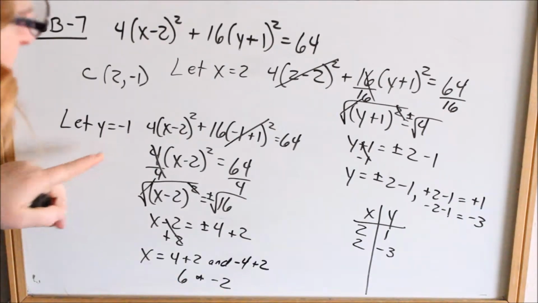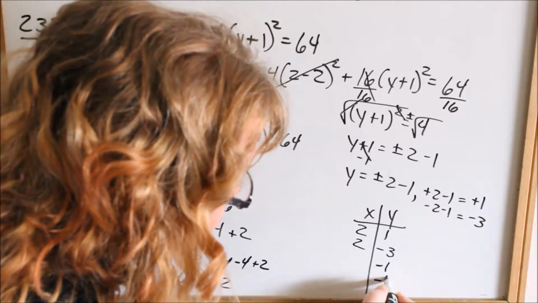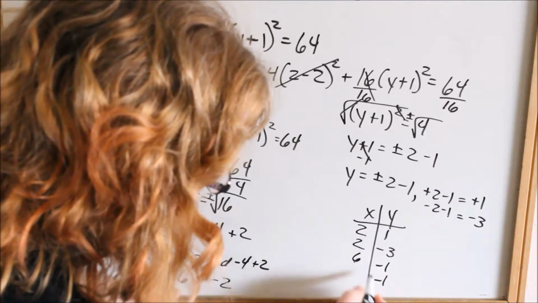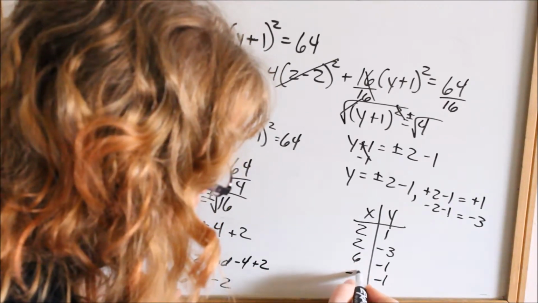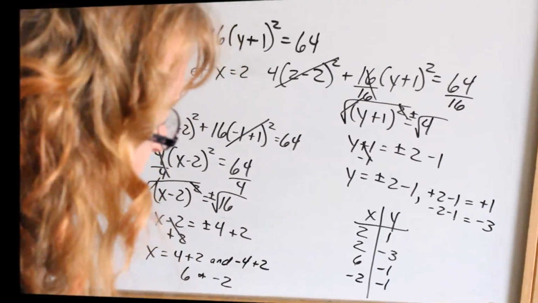So remember we said when y is negative 1. So going over here to our little chart, we said when y is negative 1, we got two values. When y was negative 1, one of our values was 6. When y was negative 1, the other value was negative 2. These are our 4 coordinates that we can now plot for our extreme points.